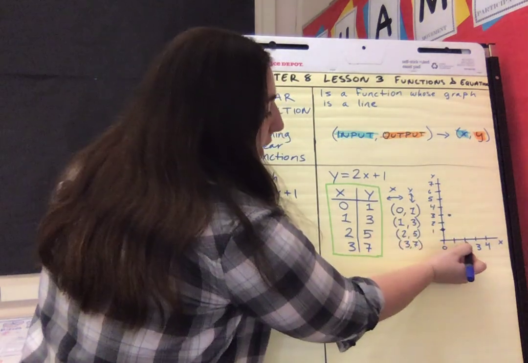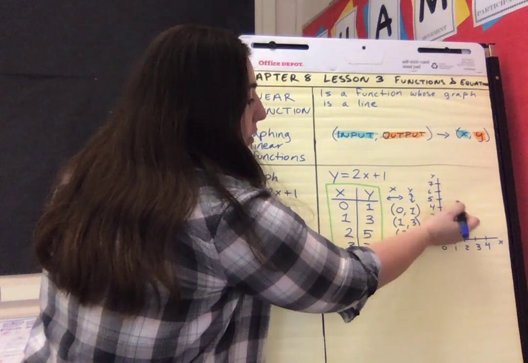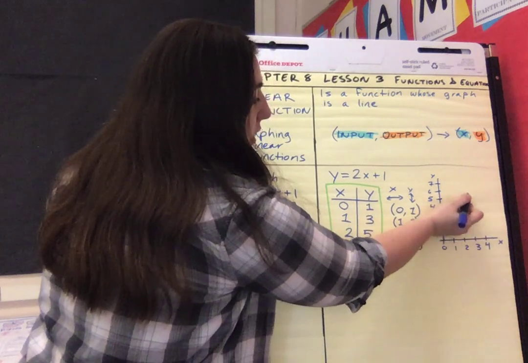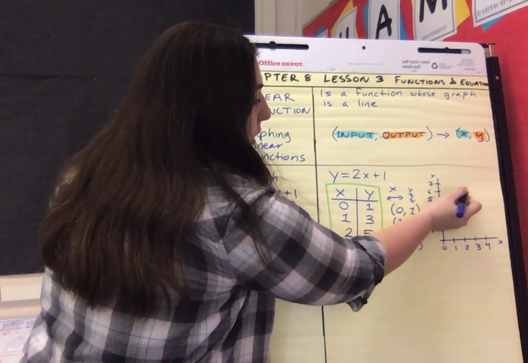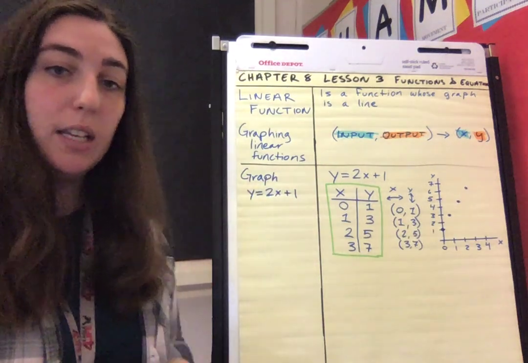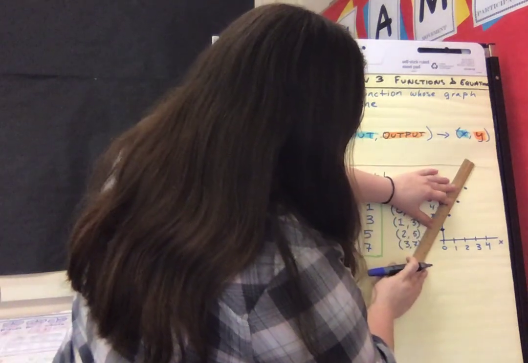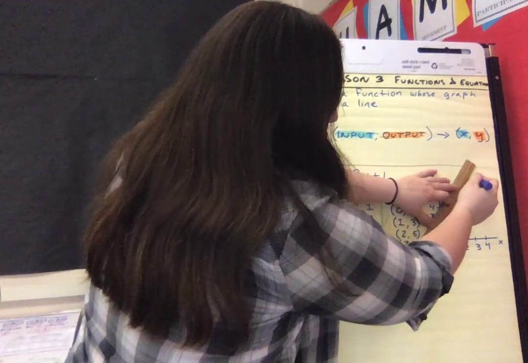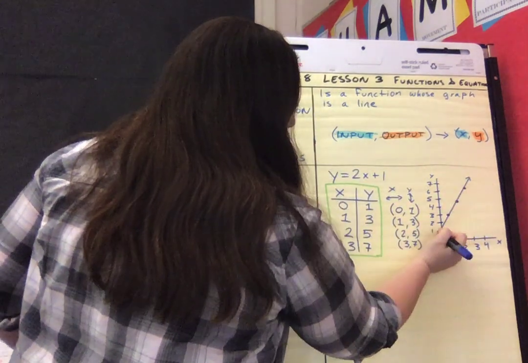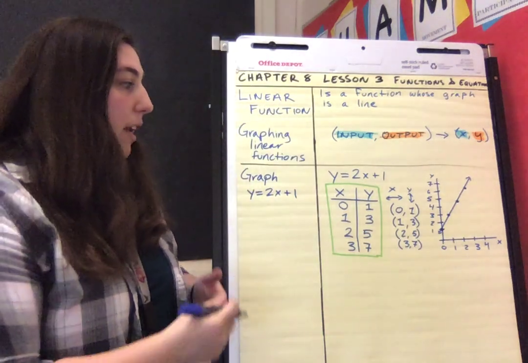2, 5 is my next point, so 2 for the x is here, 5 is up here for the y, and 3, 7 is my last point. 3 is right here, go up to 7 for the y. Okay, so now I have my points. Now I need to connect them so I make a linear line for my linear function. And there's my linear function, okay, and I just graphed it.